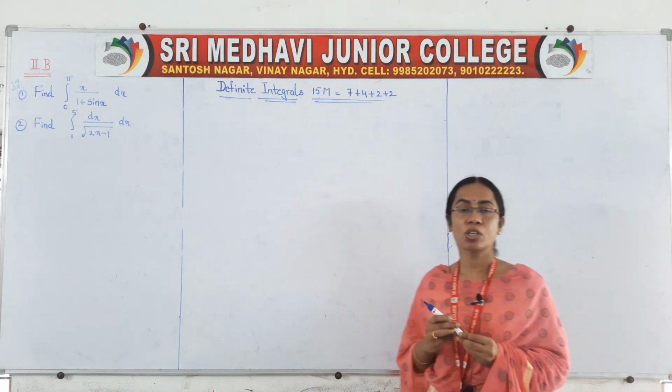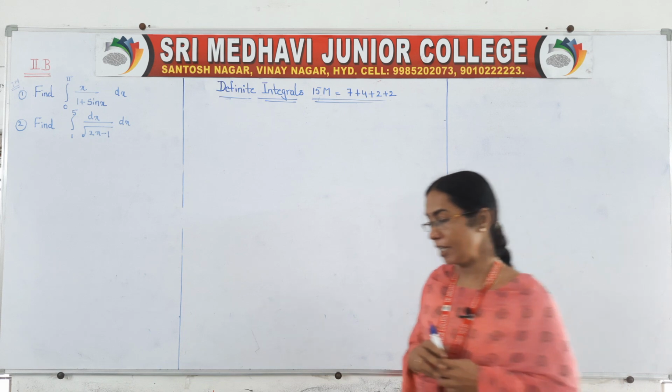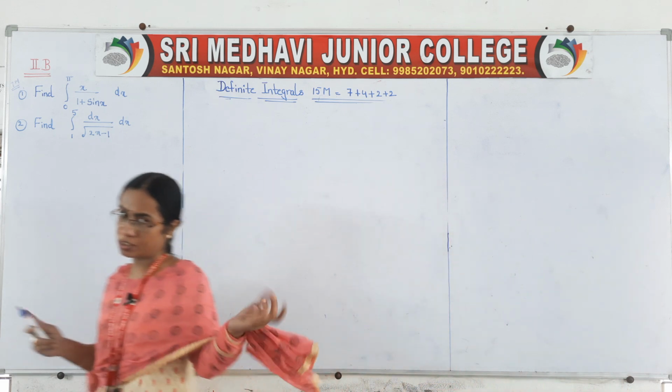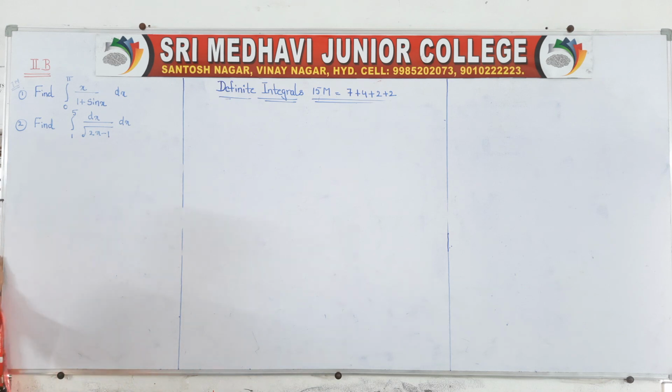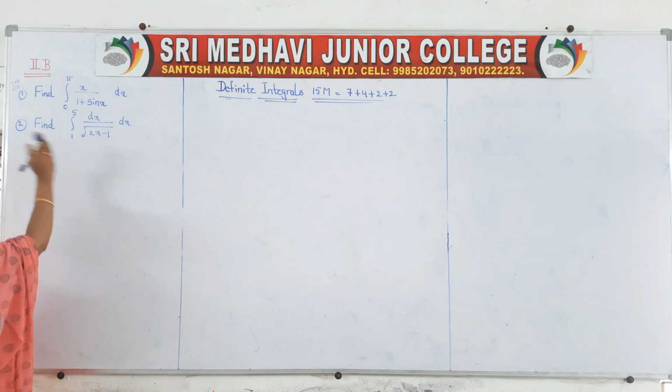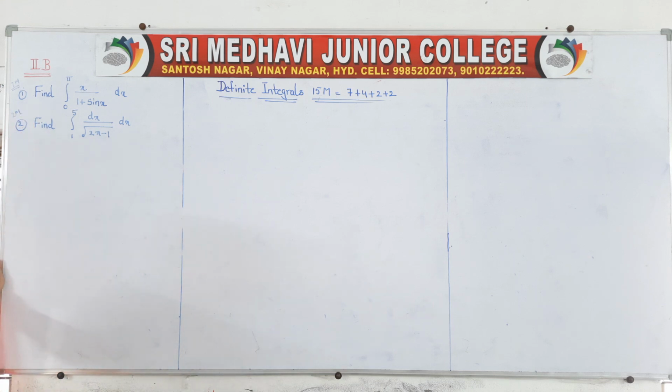So today we will solve two problems, one 7 marks question and one 2 marks question, right? Sometimes they may ask the 7 marks question as a 4 marks question also, a little bit smaller problem. Okay, so come to this one. First one is 7 marks and second one is 2 marks question. So take the first question.